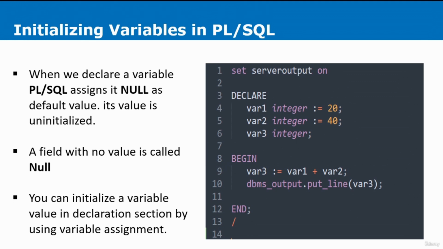On line number 10, I'm using the procedure called RDBMS_OUTPUT.PUT_LINE to display the value of variable 3.